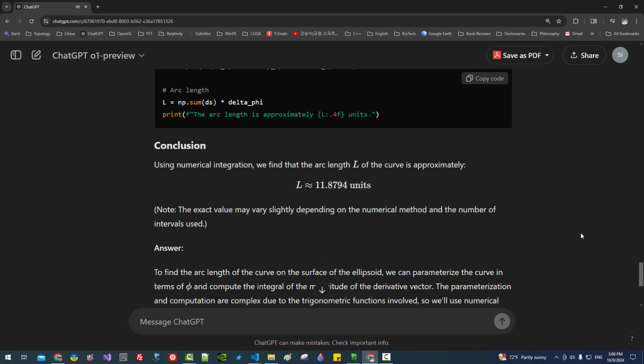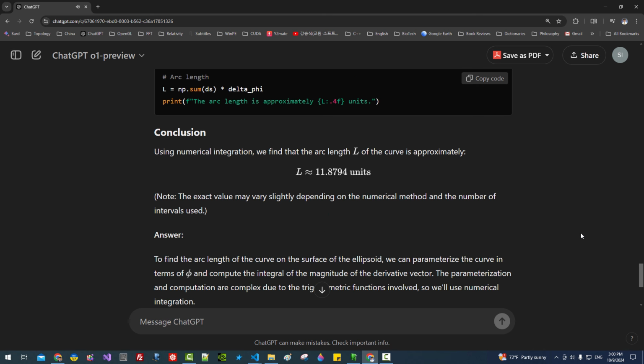Using numerical integration, we find that the arc length L of the curve is approximately 11.879 units. Note, the exact value may vary slightly depending on the numerical method and the number of intervals used.